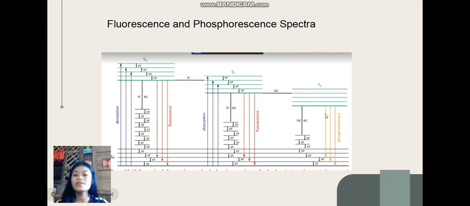As you can see in the spectrum, you can foresee or imagine what the diagram looks like.